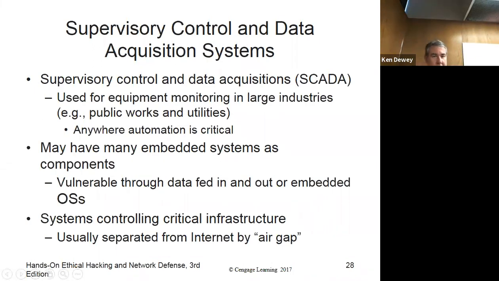But the point was, go home and check some of your devices out. Try to log in. And if you can do it with no password, that's not a good thing.